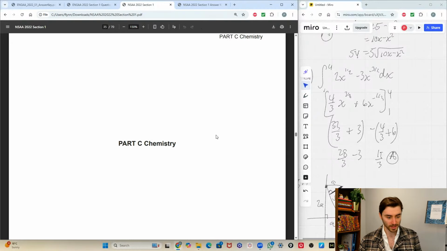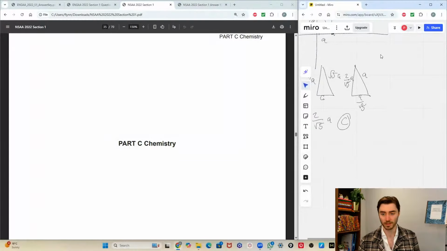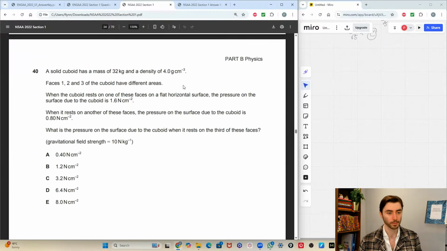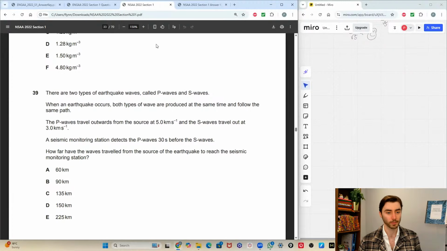Right, time for the physics. I'm going to get my timer back out. I'm going to get myself some clean space. And we're going to start. Can't even be bothered to read that. Nope.